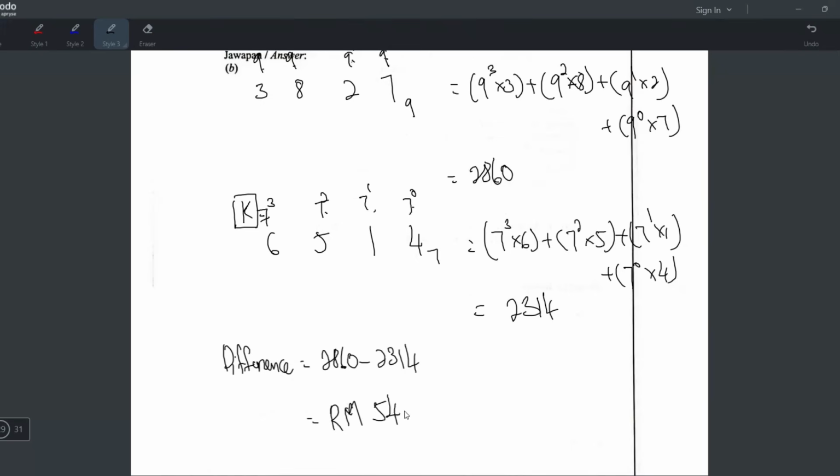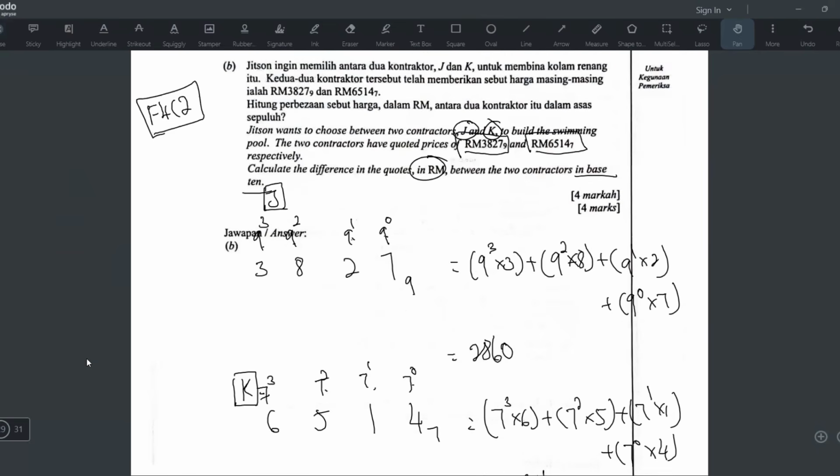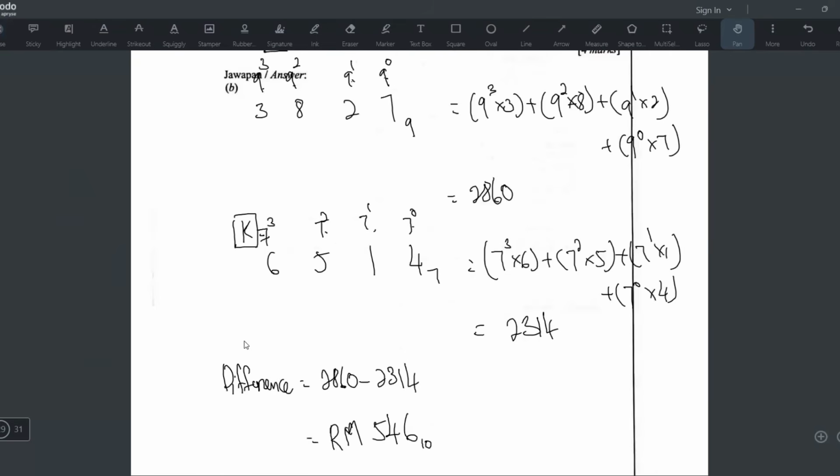546. And for number-based question, I always recommend write the base. Okay, so it's in base 10, so let's just write base 10. And make sure you write RM also. Yeah, because this is the last baris. Kalau atas ni tak nak tulis RM tak apa, but usually last baris I recommend writing it. Okay, alright, so 4 marks for this. Okay, sudah siap.